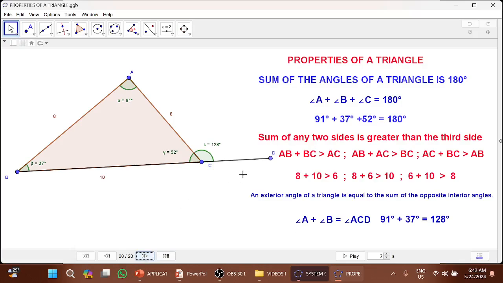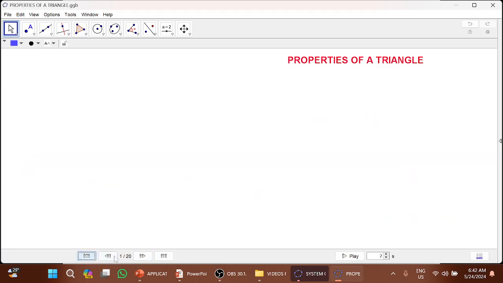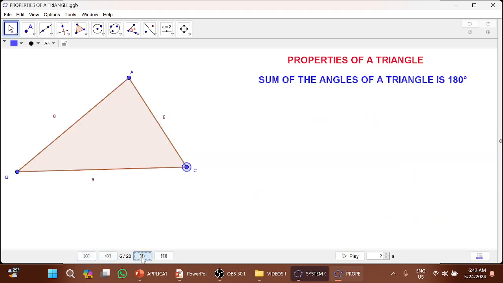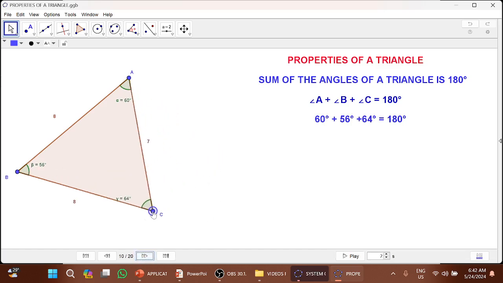And any two sides being greater than the third side, that also they can check. I think you can show it by moving this. For example, you can show one by one after the other also. Sum of the angles is 180.